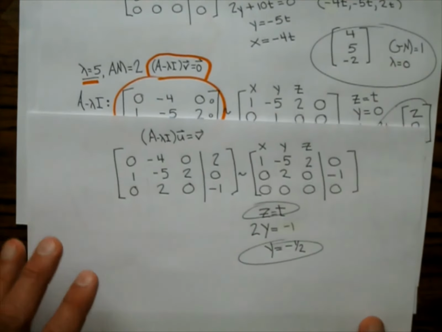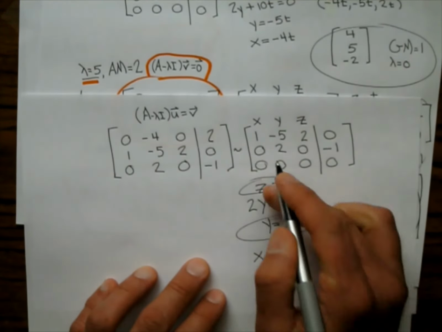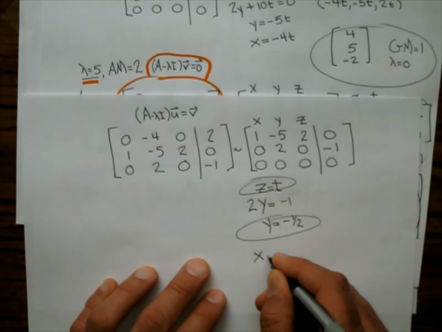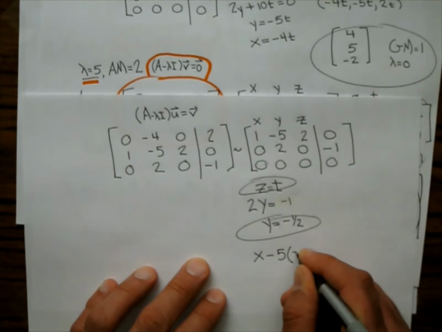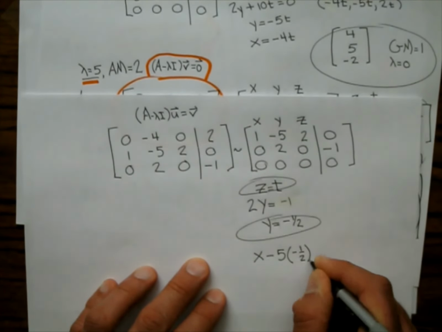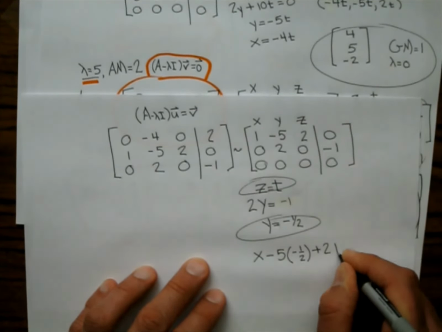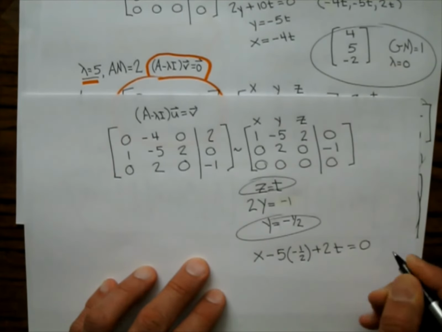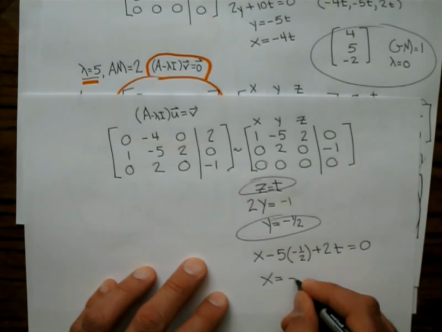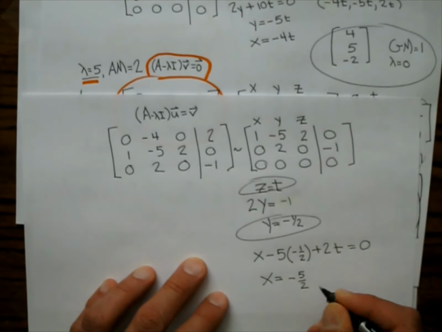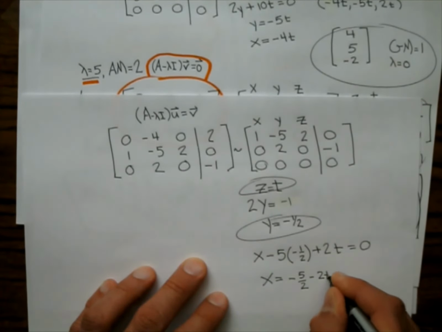So let's move on here. We have x, the first row, minus 5 times y plus 2 times t equals 0. So I have x equals negative 5 halves minus 2t.